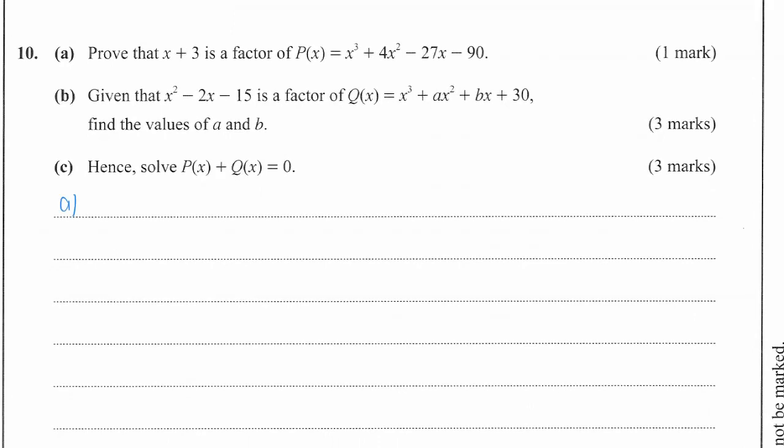Part A, everyone knows that you try to find P of negative 3, and then you calculate, you get 0. That's why it is, right? So only 1 mark. Now, part B.